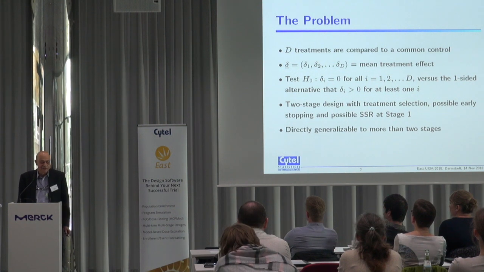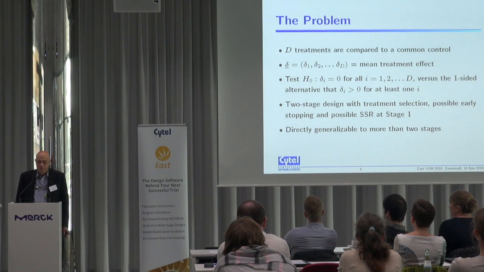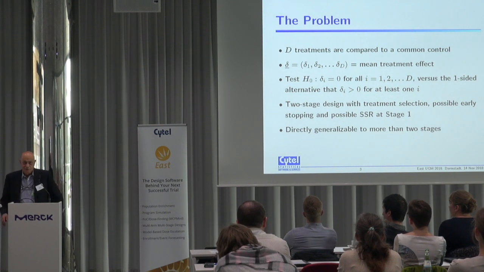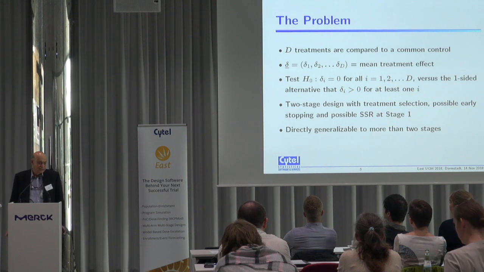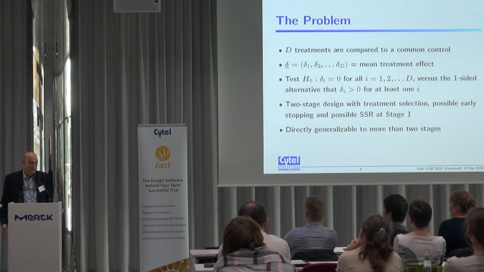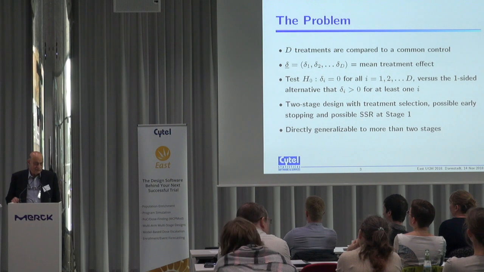The null hypothesis is that all of these are ineffective. They're all equal to 0, same as control. And we're talking about one-sided alternatives that at least one of them is greater than 0. And I'm going to restrict this to two-stage designs, one interim analysis, and possible early stopping, and then possible sample size re-estimation at the end of stage 1. At least the group sequential part is directly generalizable to more than 2 stages.